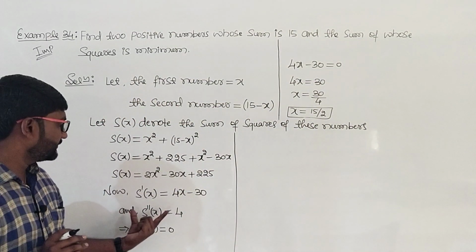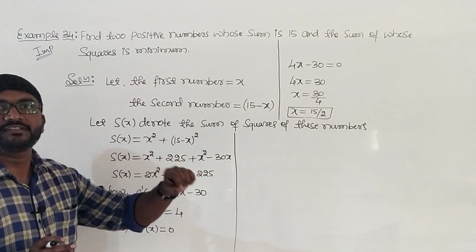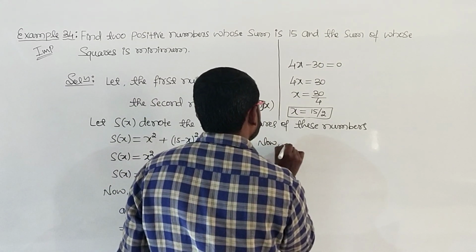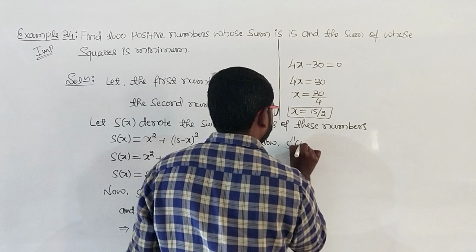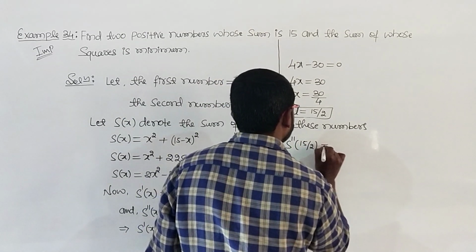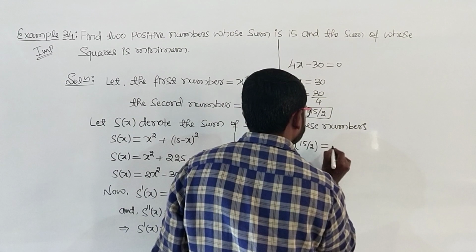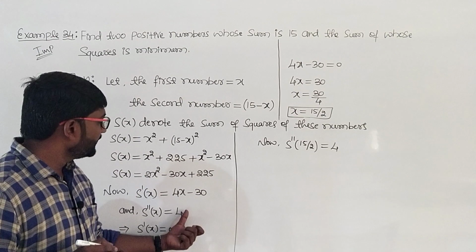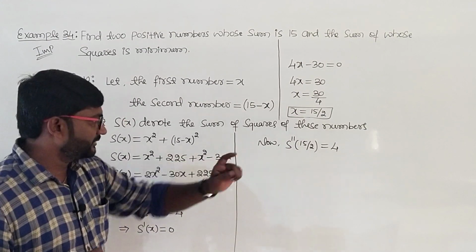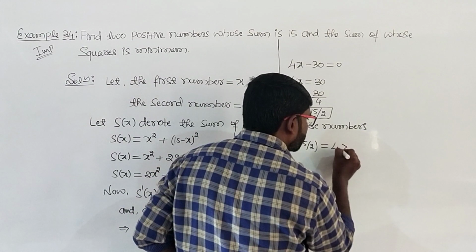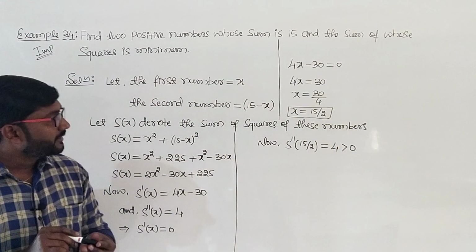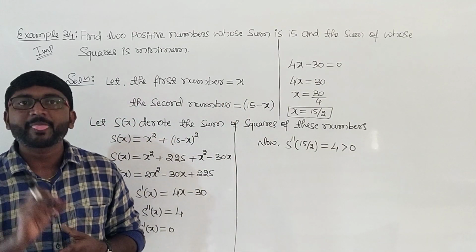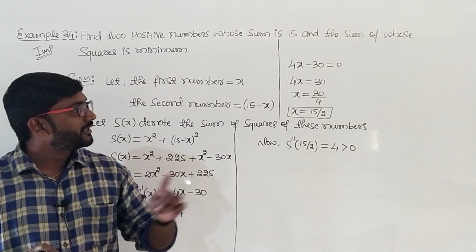Substitute that value in the second derivative, and check whether you get greater than 0 or less than 0. So here S double dash of 15 by 2 equals 4 itself, because you don't have any x term. If there were an x term, we would have replaced it by 15 by 2. That is why it remains 4. What is 4? It is greater than 0. So here f double dash of c is greater than 0. Whenever you have f double dash of c greater than 0, then c is a point of local minima.